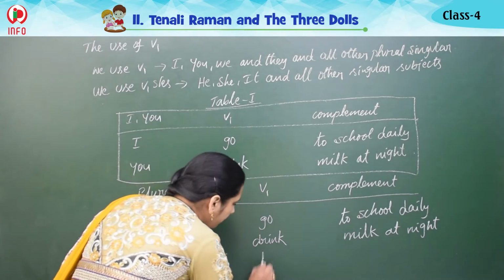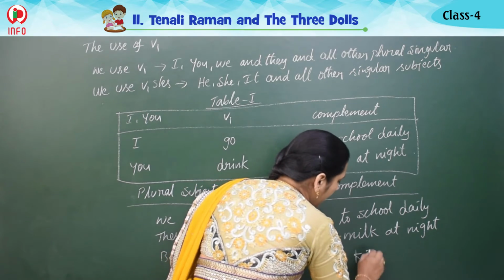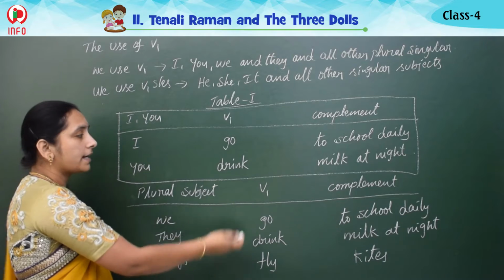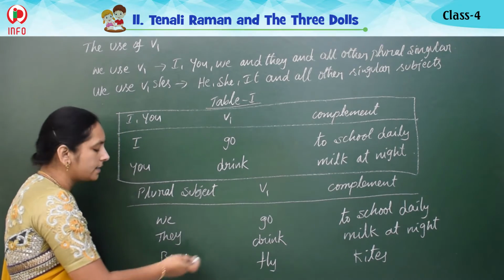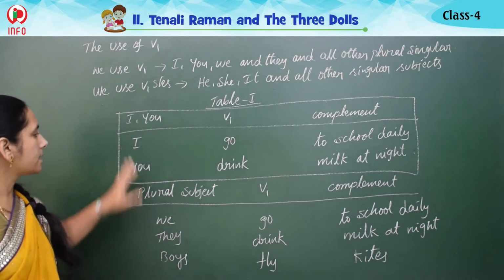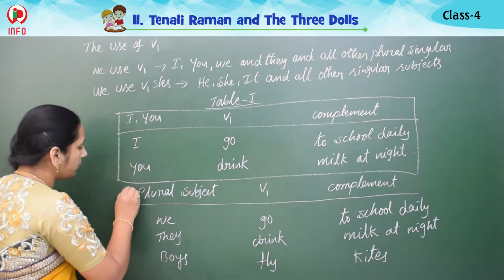And boys fly kites. So the same we can apply for all the subjects. I fly kites, you fly kites, we fly kites, they fly kites, and boys fly kites. So for all these subjects, we get only the V1 form of the verb.